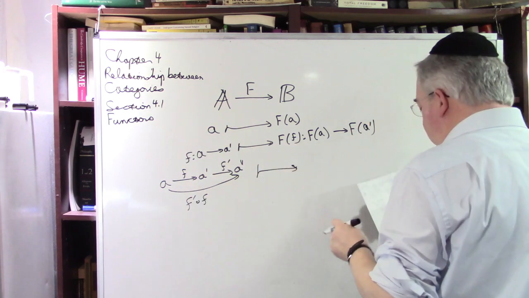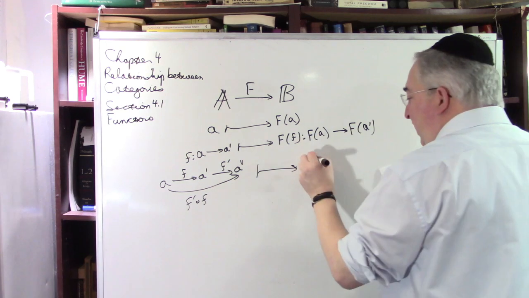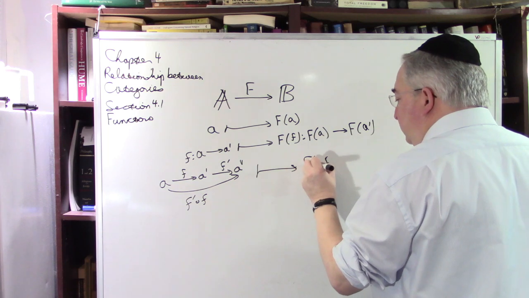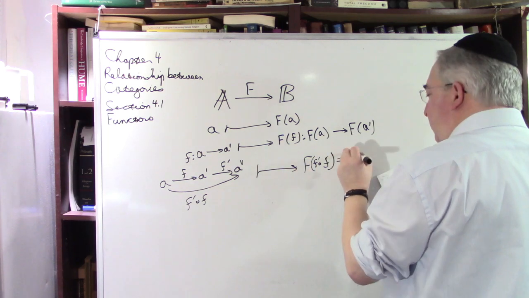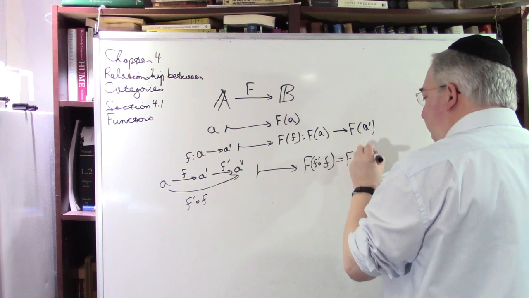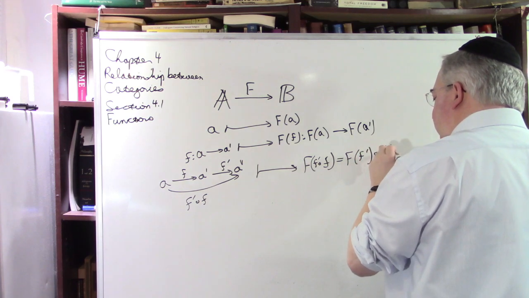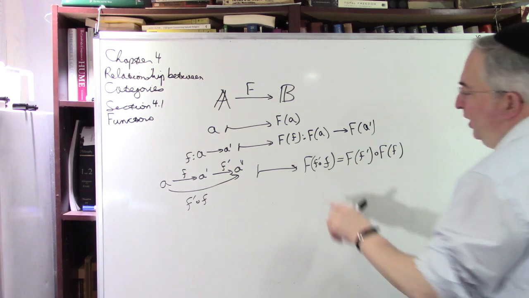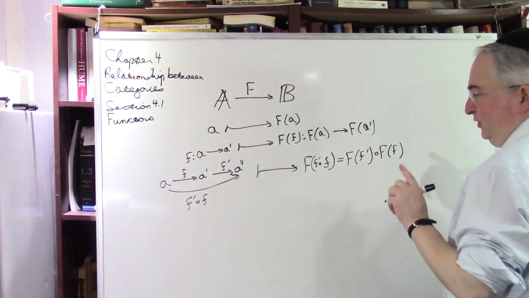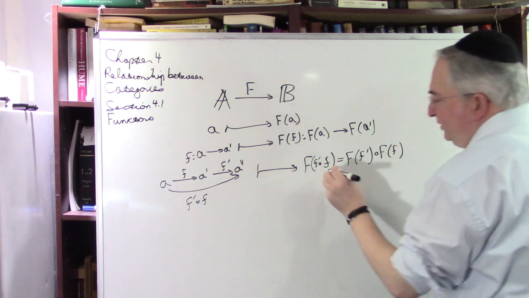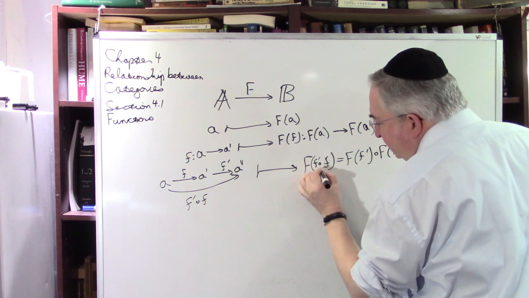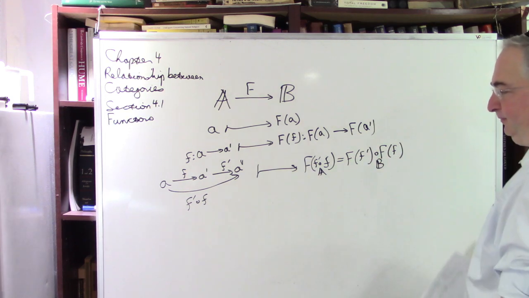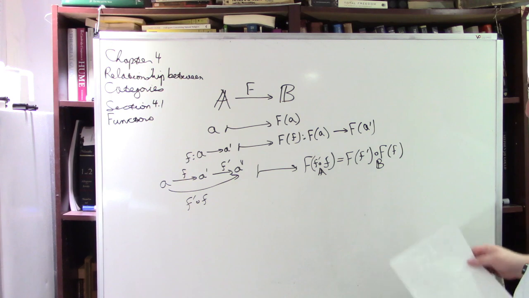And the answer is the functor should do the following. F of little f composed little f prime is equal to F of f prime composed F of f. Okay, so it should preserve the composition. Okay, let's be careful with this. This little composition takes place in category A. This little composition takes place in category B. Okay?